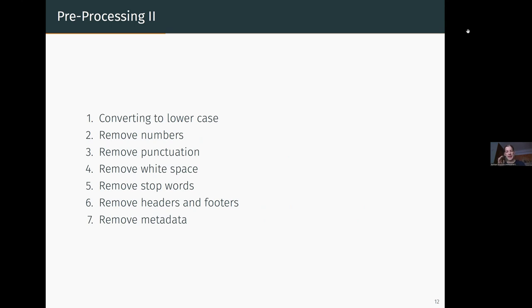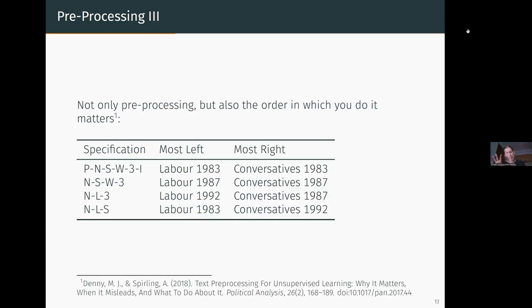And the reason for that is that this pre-processing doesn't come with a checklist. They're not things that you should always do. It depends on the case. So it depends on whether or not you want to convert stuff to lowercase, or whether you want to remove numbers or punctuation or white space or stop words, headers and footers or metadata. That depends on you. And even more complicating than that is that whether you do this or not, and the order in which you do it, actually influences the results.